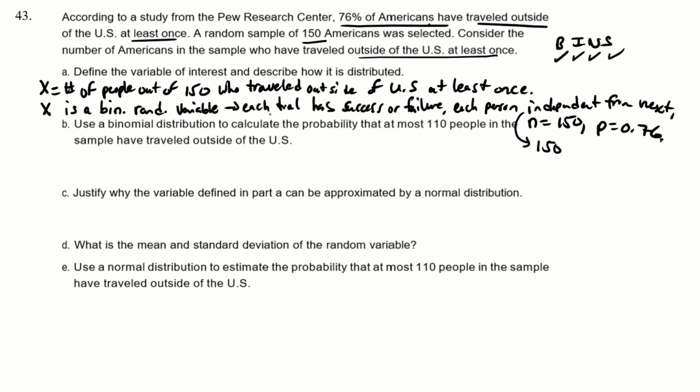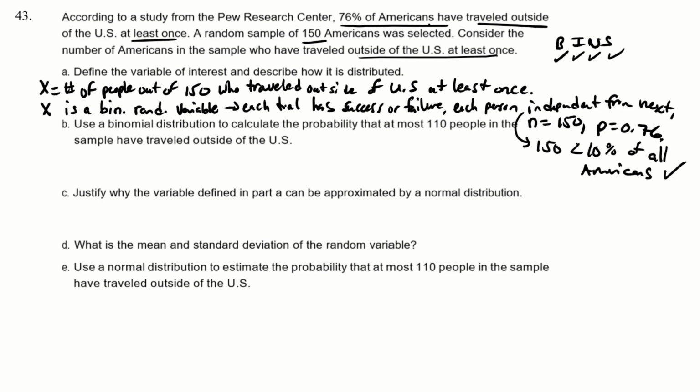150 is less than 10% of all Americans. Okay, I forgot to put that. So the 10% condition is met, so we can use it in the binomial distribution. So use a binomial distribution to calculate the probability that at most 110 people in the sample have traveled outside of the U.S.